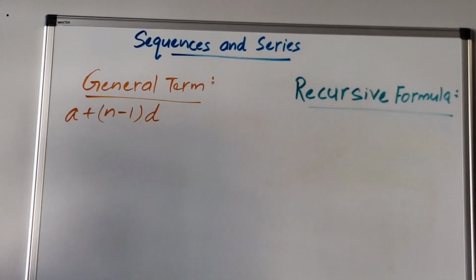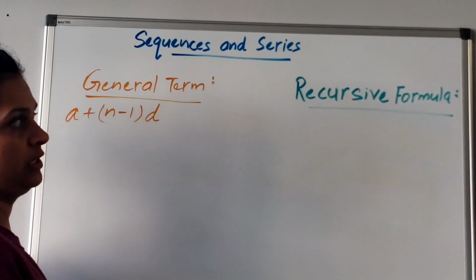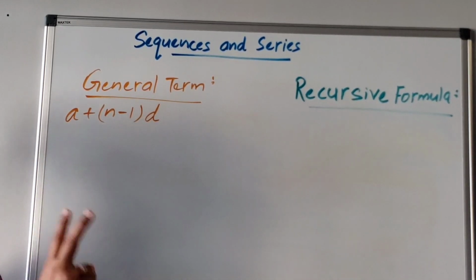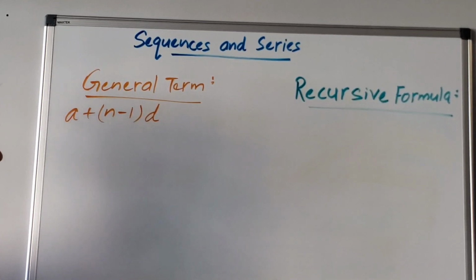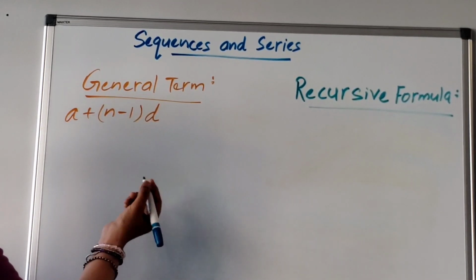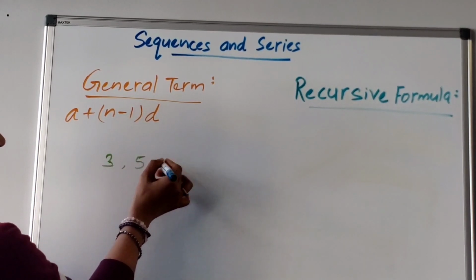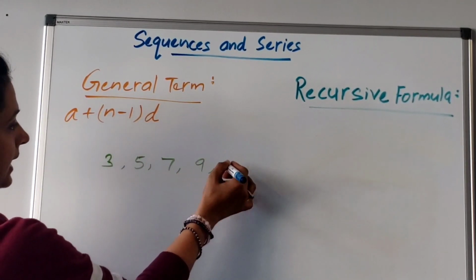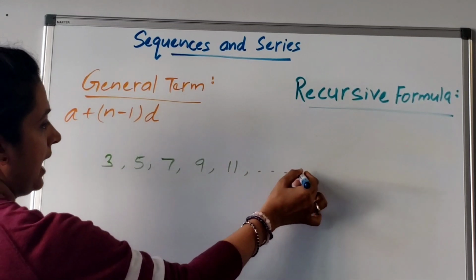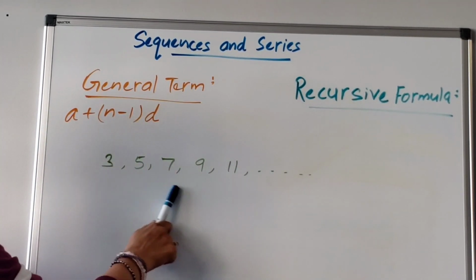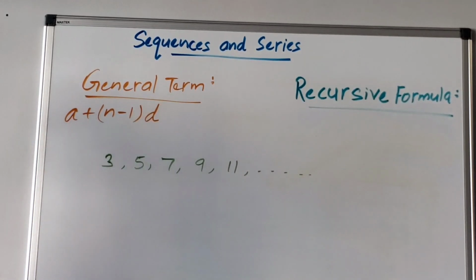Recursive formula talks about how one term is related to its previous term. So it talks about basically the relation between two different terms in a given sequence, or two consecutive terms, I would say, in a sequence. So if I have a sequence which goes like 3, 5, 7, 9, 11, and it continues, if you notice, there is a common difference being added.